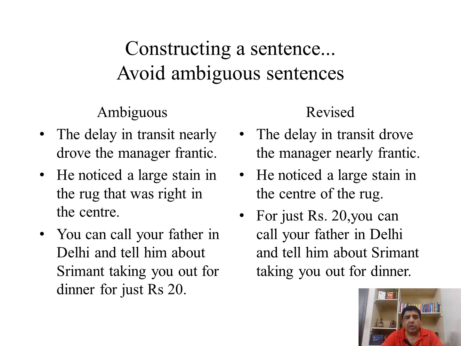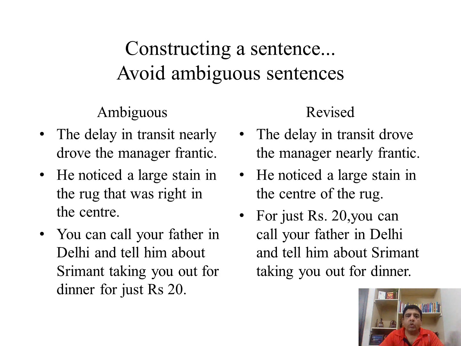Next point, we should avoid ambiguous sentences. Ambiguity makes your sentence unclear to the reader or the audience. For example, if you say, the delay in transit nearly drove the manager frantic. A better way to say is, the delay in transit drove the manager nearly frantic, because nearly drove is an ambiguous phrase here, while a better and clearer phrase would be driving the manager nearly frantic. As when we say nearly frantic, we imply that the manager was driven not totally frantic but nearly frantic. On the other hand, nearly drove does not have a clear meaning.